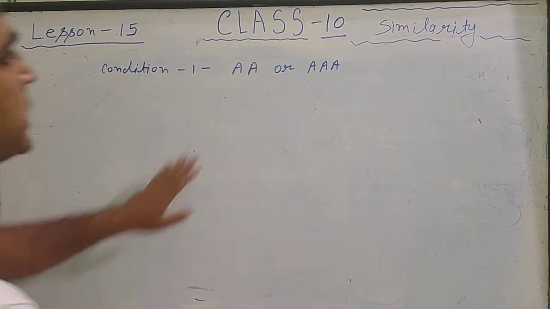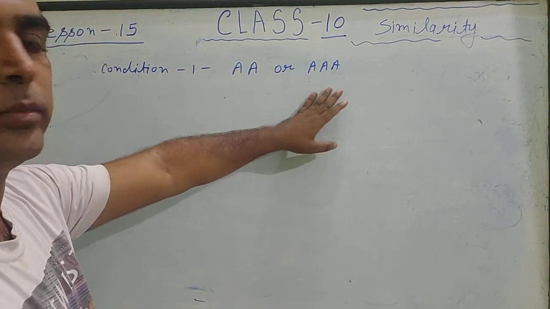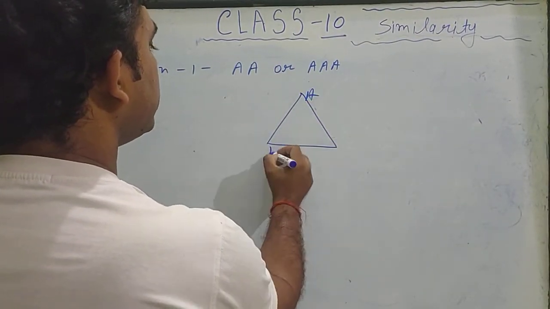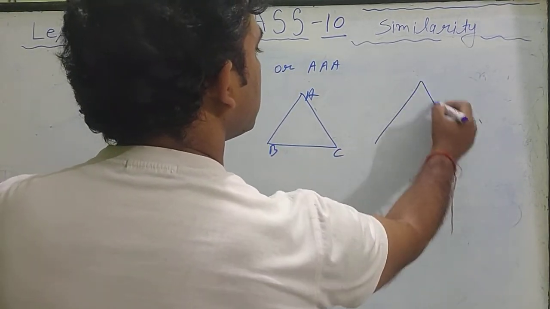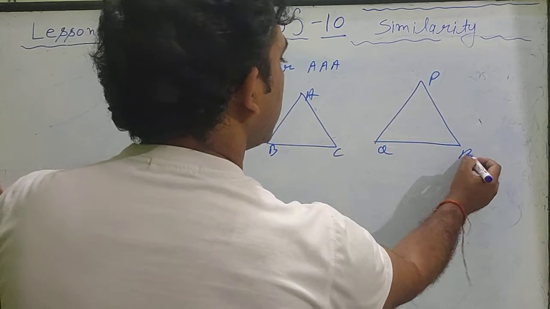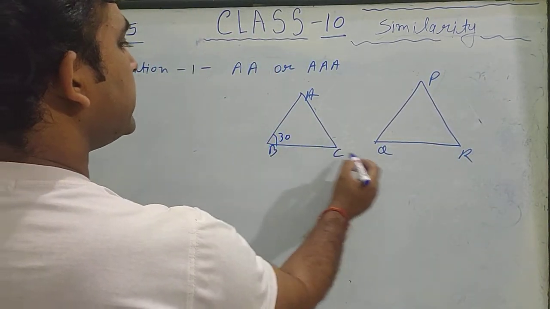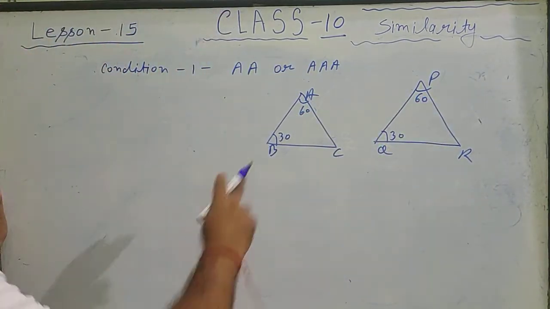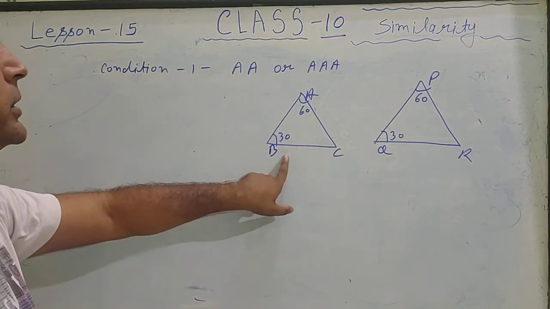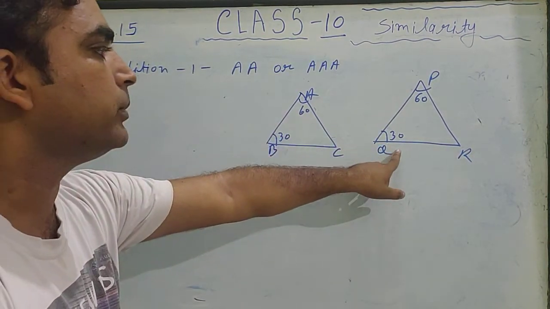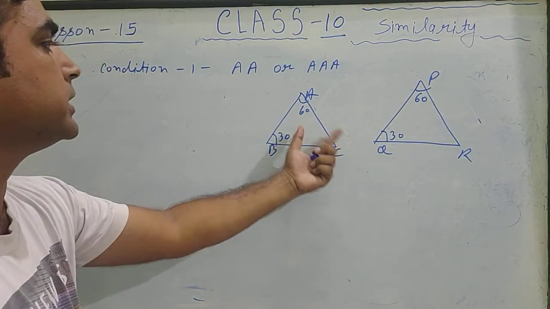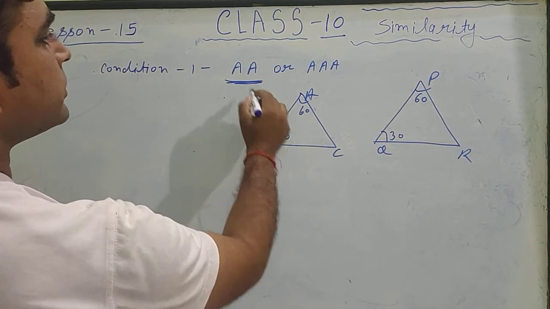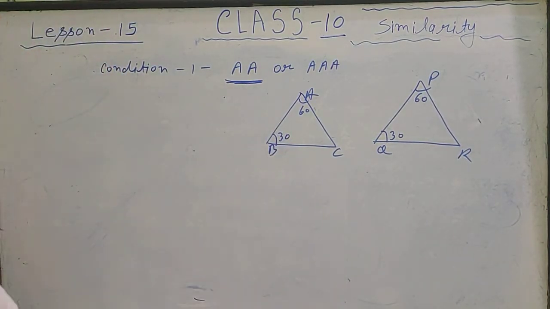So first condition is angle angle, which means if two angles are same. Suppose one triangle ABC and second is PQR. Suppose this angle is 30 and this is 30, and second is 60 and second is 60. Two angles are same in both the triangles. In triangle ABC, one angle is 30. In triangle PQR, one angle is 30. So both are same. 60 and 60 same. So if two angles are same, then we can say that both triangles are similar to each other.